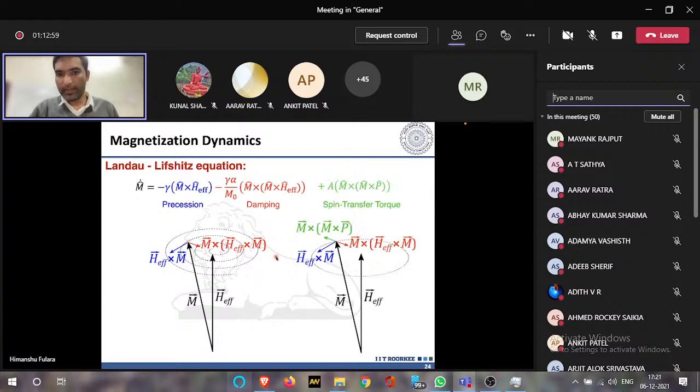Now, if by some means you can introduce an additional spin transfer torque to this magnetization dynamics, you can have a steady state magnetization precession. You see, this green one is exactly opposite to the damping torque. So what it does is it overcomes the damping effect, and then you have this steady state magnetization precession. So experimentally, how did we do this?